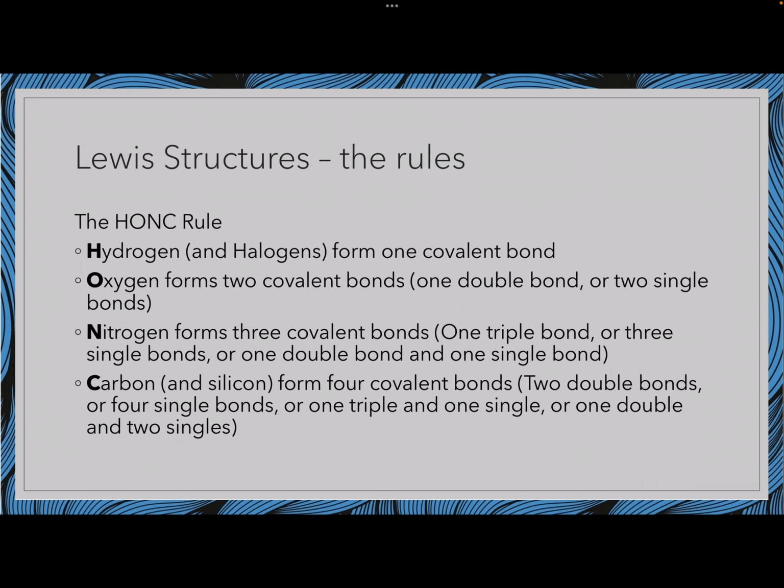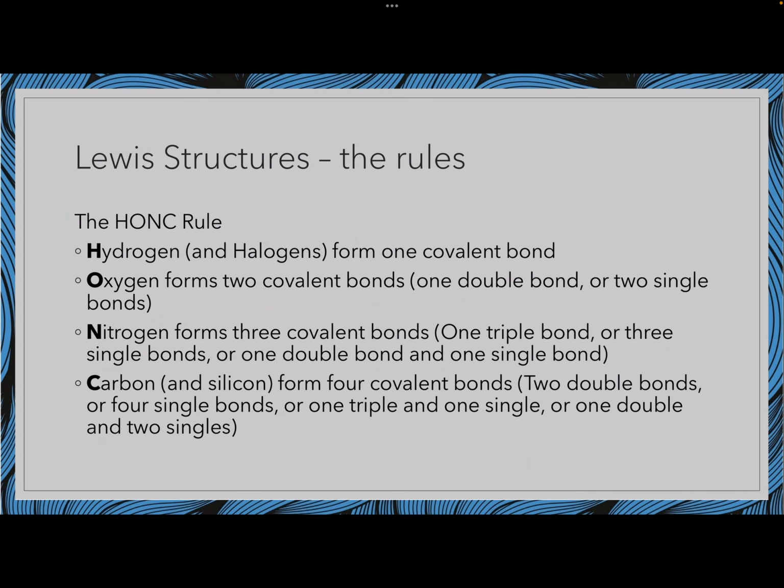And lastly, we have carbon and silicon. That's the C. They form four covalent bonds, so we can have it in all sorts of different ways. Four single bonds, two doubles, a triple and a single, or a double and two singles. Okay, as long as it adds up to four complete bonds, that's fine.